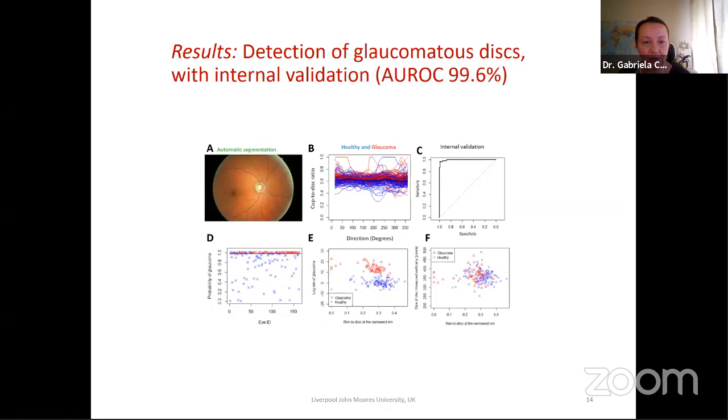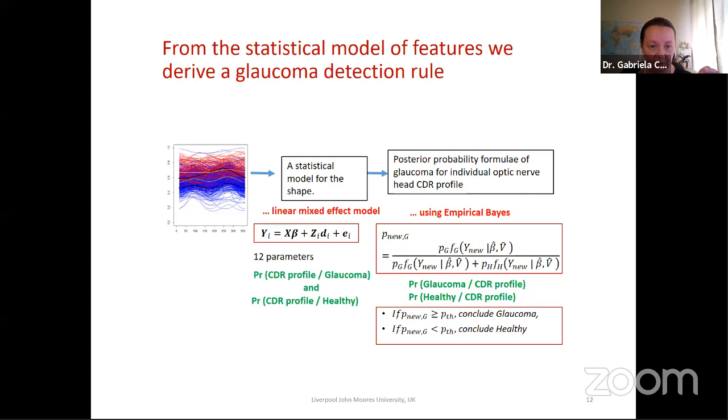So once we confirm the association, we then look at how well we can actually tell whether a person or eye has glaucoma, given we see a particular cup to disc profile. Meaning we use this formula here, the posterior probability. And we simply say that if this posterior probability is above a certain threshold, then we conclude or propose that this is glaucoma. And if it is below, we conclude it is healthy. The idea is that this posterior probability is based not only on the height of that profile, but also on the shape.